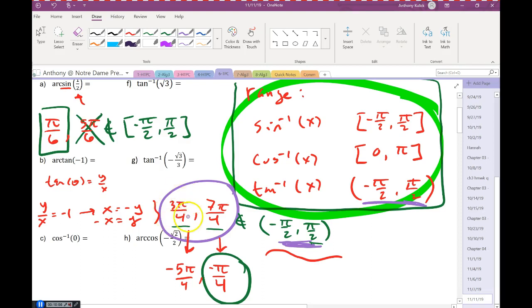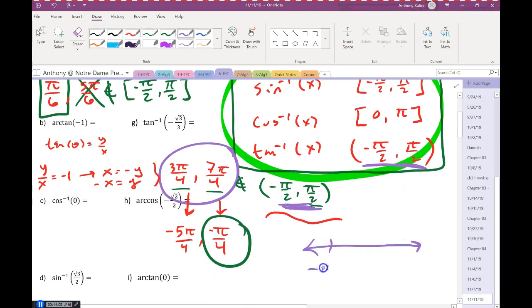Well, 3 pi over 4 is bigger than pi over 2. And 7 pi over 4 is also bigger than pi over 2. So if this is negative pi over 2 here, and this is positive pi over 2 here, both of those values are over here somewhere. They're not in between, right?